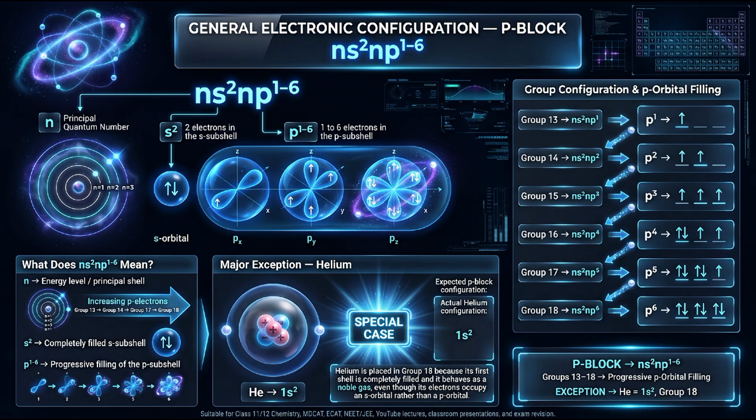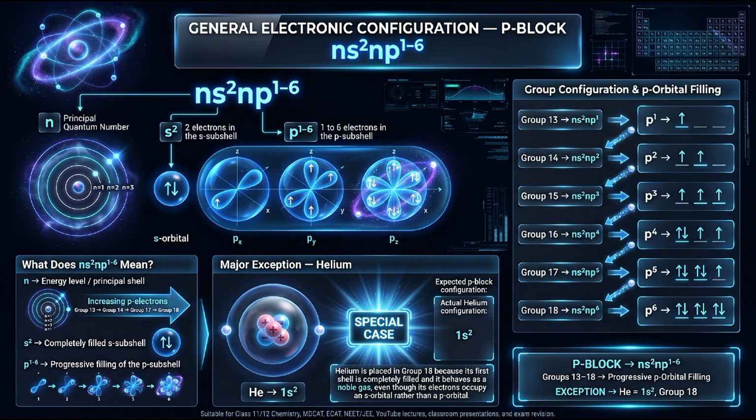It is also important to understand why the p-block begins with Group 13 rather than Group 1. Groups 1 and 2 belong to the s-block because their differentiating electrons enter an s-subshell. The d-block occupies groups 3 to 12 because the differentiating electrons enter d-subshells.